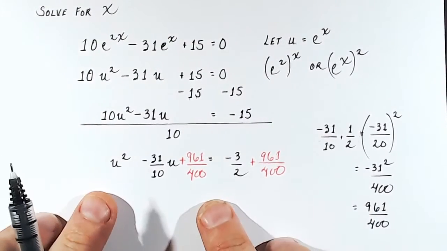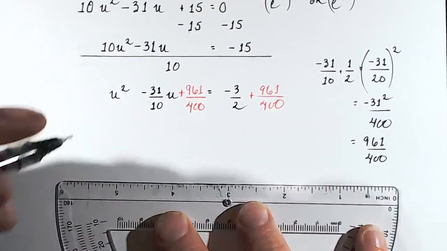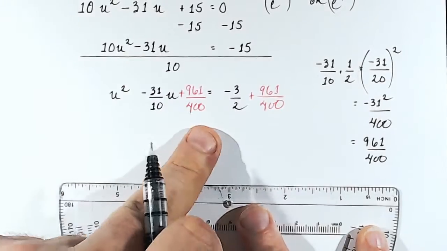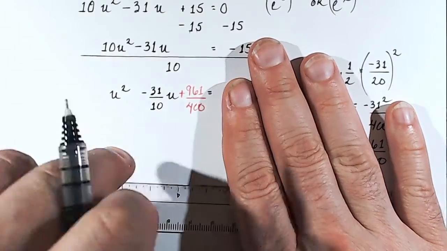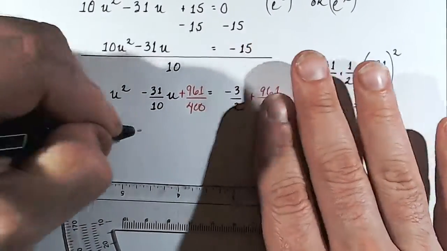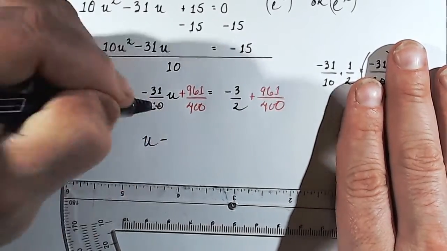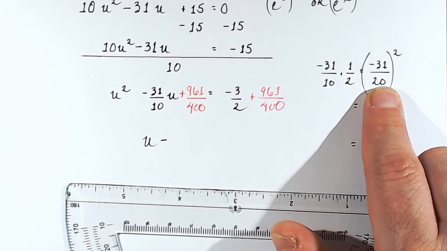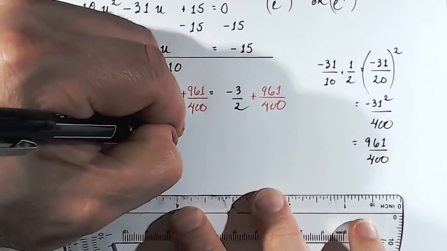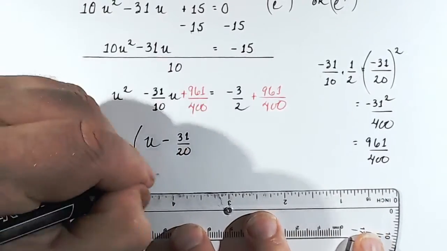Now on the left side, this is how it always works in completing the square. You're going to be able to take this little quadratic here, cover this up and forget about it. You're going to be able to factor this quadratic like this. It's always going to take this form: u minus half the middle coefficient, which is negative 31, so 31 over 20. So u minus 31 over 20, squared.